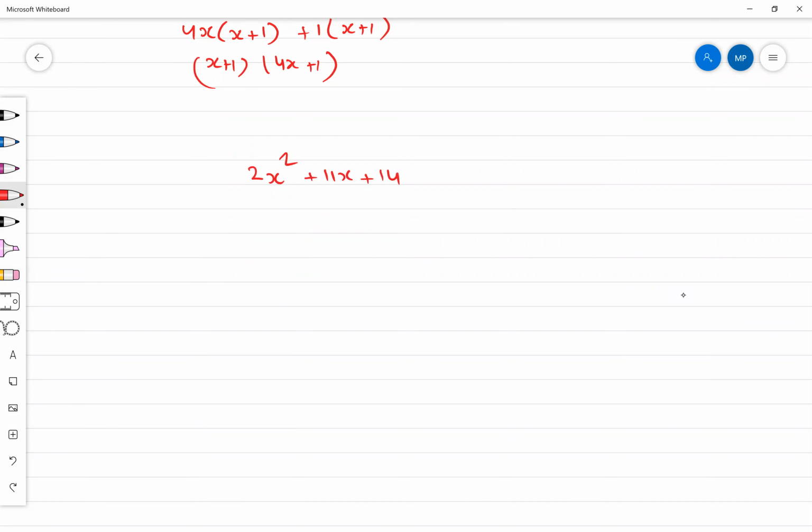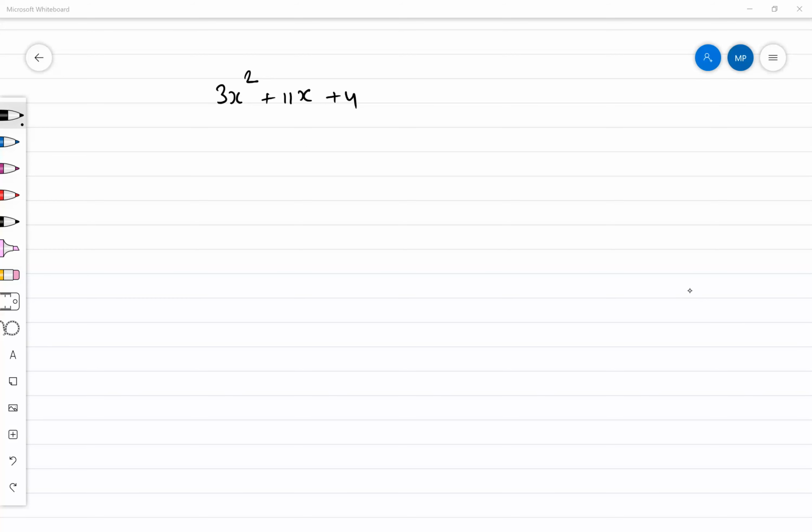Yes, Sanya. That's great. So once again, the constant term is multiplied with the coefficient of x square.